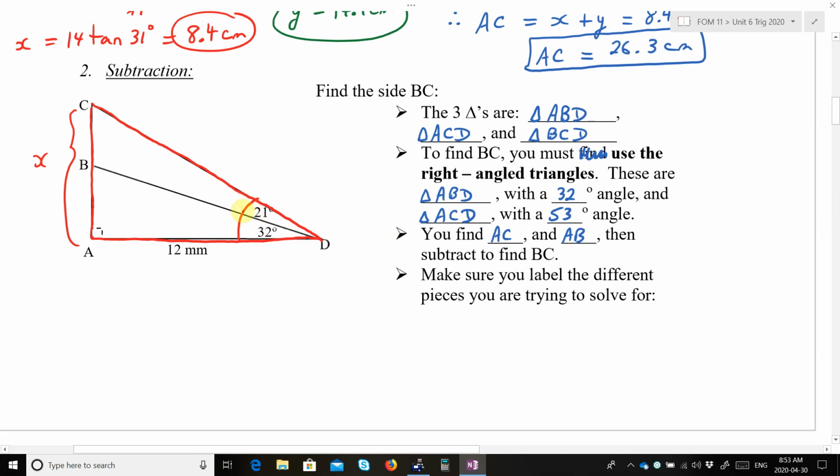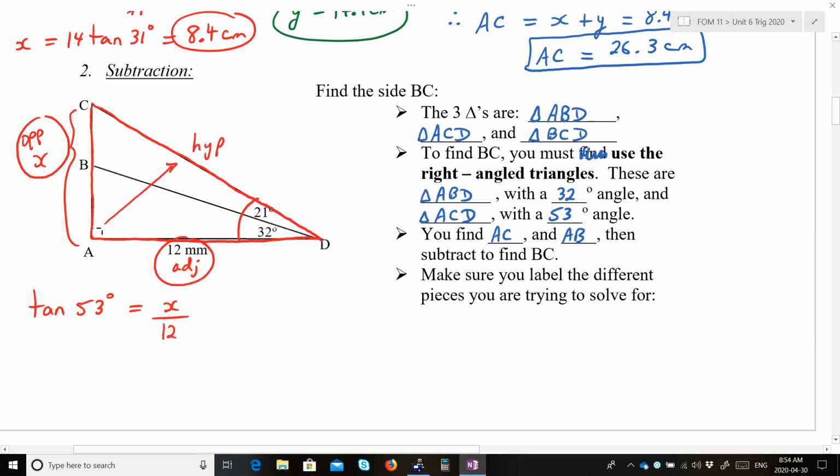And it is right across from the 53-degree angle, so this is the opposite. Across from the 90 is the hypotenuse, so this is the adjacent. Okay, so we're looking for the opposite. We have the adjacent, so that's tan again. So I would go tan of the whole angle, which is 53 degrees, is equal to the opposite side, x, over the adjacent, 12.